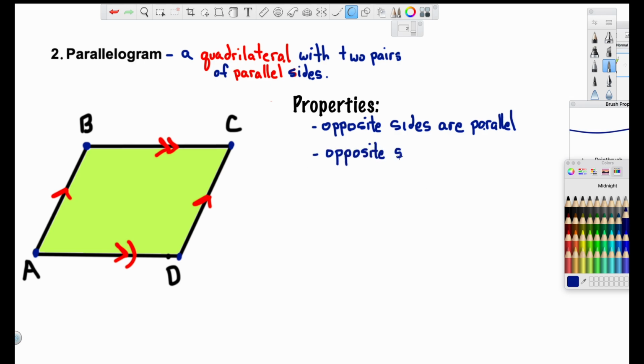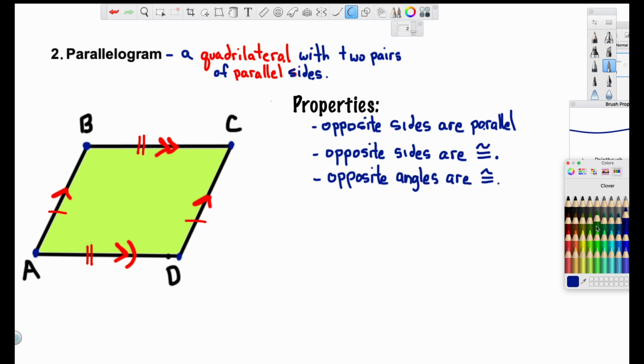We know that the opposite sides are also going to be congruent, so I'll put my hash marks in there for congruent. I also know that the opposite angles are going to be congruent. So angle A is going to be congruent to angle C, and B is going to be congruent to angle D. We also know that consecutive angles are going to be supplementary.